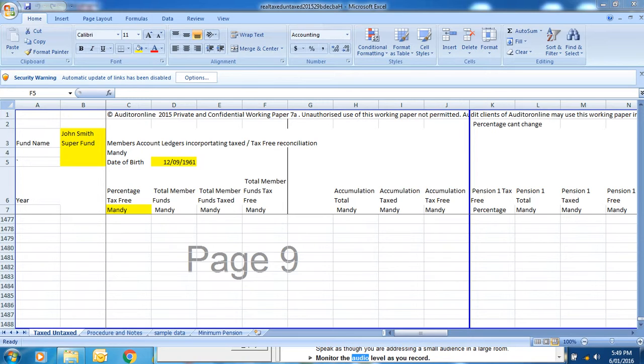In the taxed and tax-free webinar, we're going to show you how to deal with various types of payments which a super fund can receive and treat them, and calculate the members' taxed and tax-free proportions of their members' accounts. And we also offer a working paper that will assist clients, depending on what software they're already using, to calculate the taxed and tax-free portions of their client members' statements. But it could also just show you the concepts behind it.